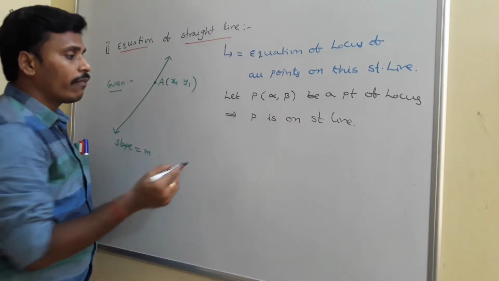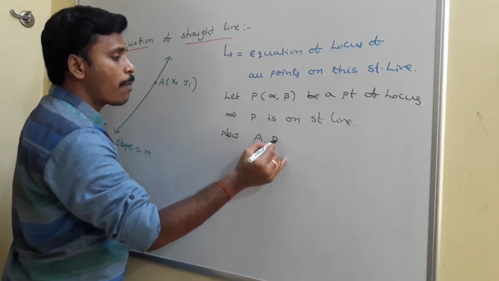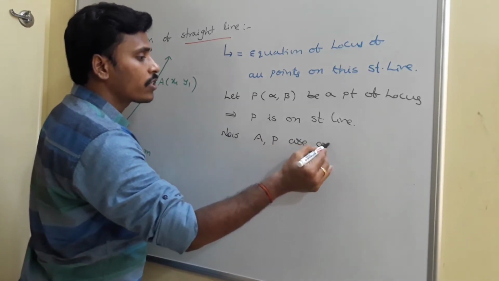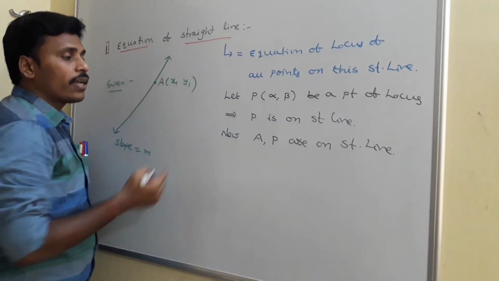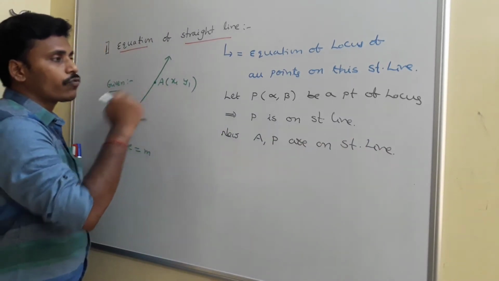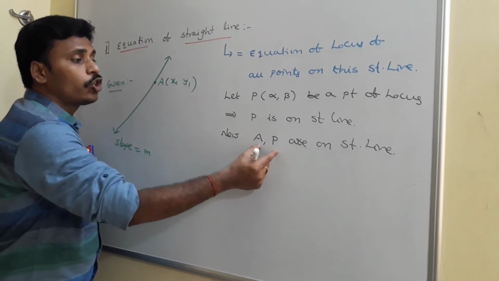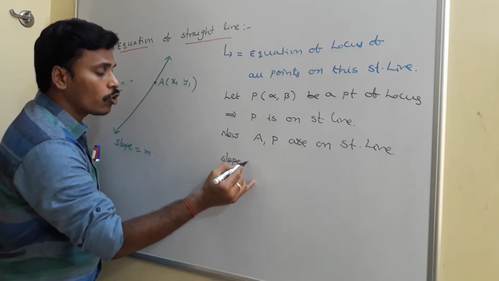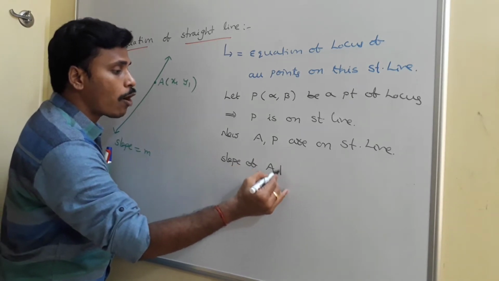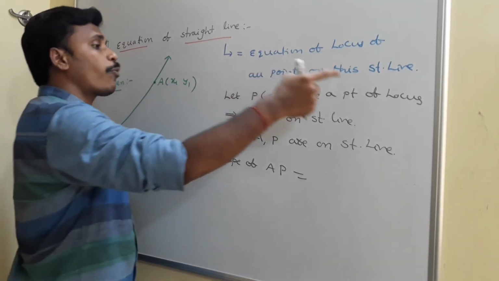Now at the end, we have 2 points on the locus. A and P are on the straight line. Since A is the point (x1, y1) and P is the point (alpha, beta) on the straight line, with 2 points on the straight line we have a chance to find the slope. So at the end, what do we have? Slope of AP is equal to the slope from the 2 points. P is also a point on the locus.